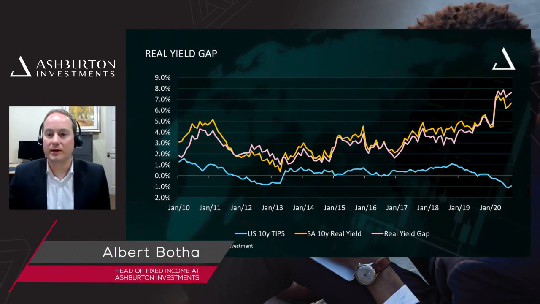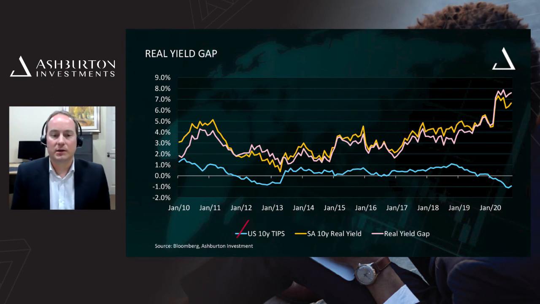If we look at the real yield gap, that is the gap between South Africa's 10-year real yield and the US 10-year real yield, we can see that in 2014, that real yield gap was about 1%. As early as the start of 2018, that real yield gap was 1.5%. Currently, that real yield gap sits between 7 to 8%. You are being significantly rewarded for investing in South African debt. Now, we have seen rallies in South African debt markets in the last couple of days post the election.